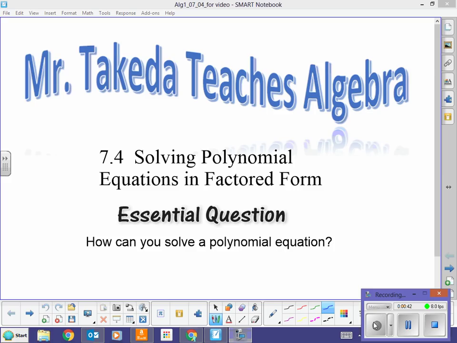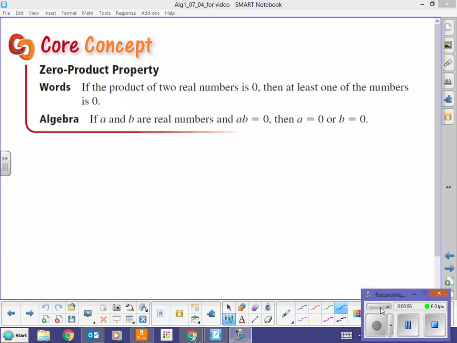Factored, we know, means multiplication, right? Factors are those things that we multiply. So let's go ahead and look at some examples here. The first thing we want to talk about, though, is the zero product property. Let's think about what this means here.